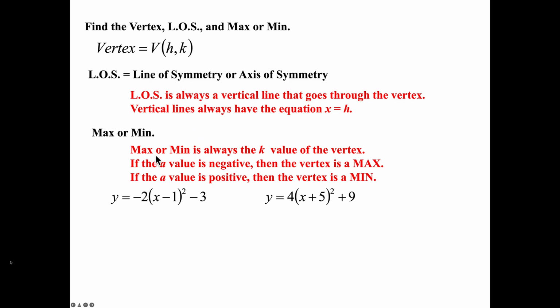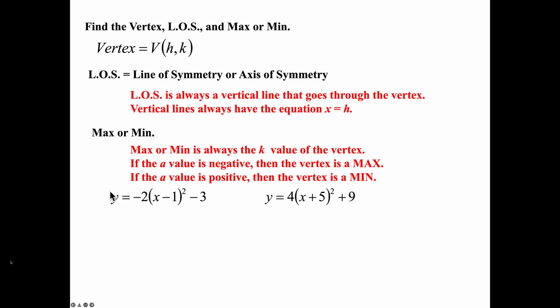Now what we have to decide is, is that k going to be the max or the min? In order to find that out, you have to look at the a value. If a is negative, you know the parabola opens down, and then your k value will be a max. That's where your vertex is located. And if a is a positive value in front of the parentheses, then you know the vertex is a min because the parabola opens up and the vertex is at the bottom.